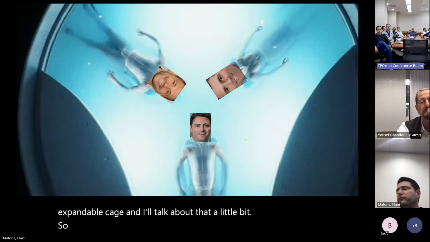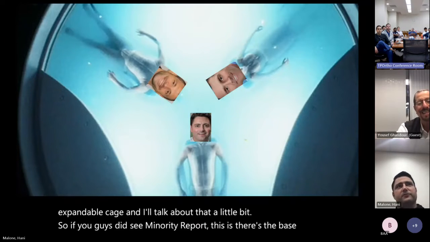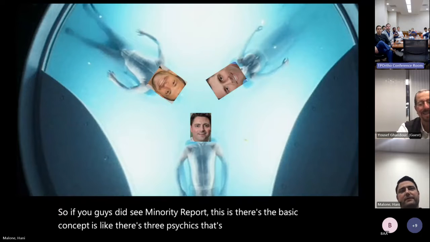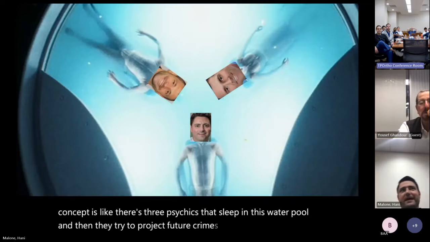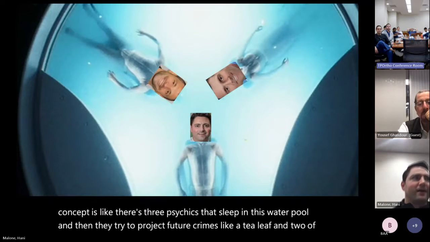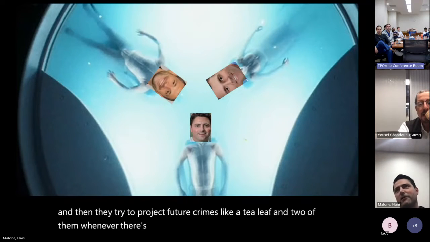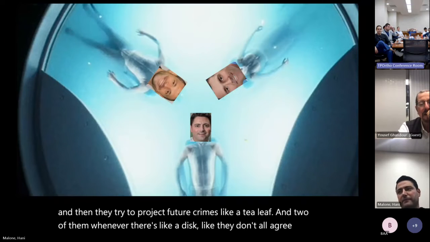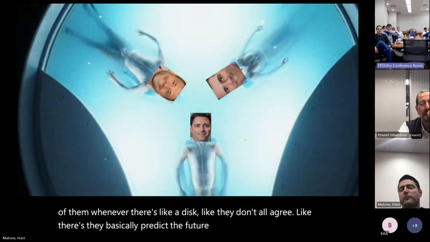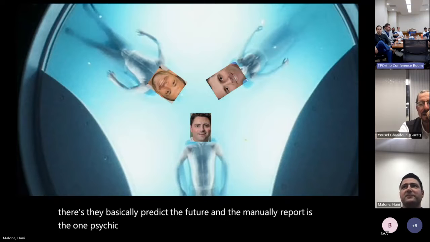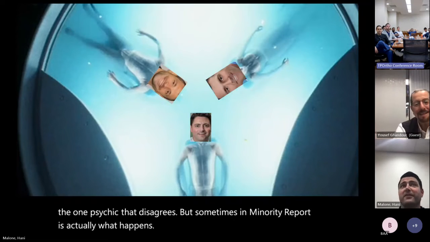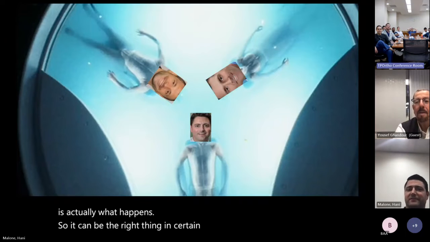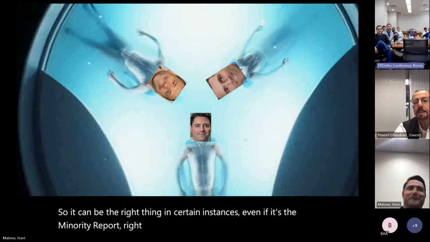If you guys did see Minority Report, the basic concept is there are 3 psychics that sleep in this water pool, and they try to predict future crimes, like a TLIF. And 2 of them agree, but they don't all agree. They basically predict the future, and the Minority Report is the one psychic that disagrees. But sometimes the Minority Report happens to be right in certain instances. Not today. Okay. But not today.